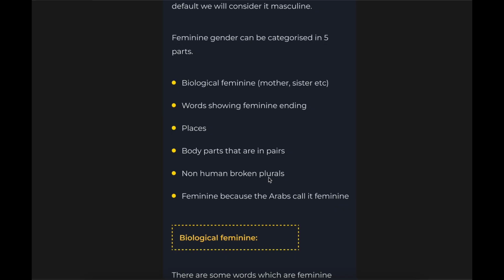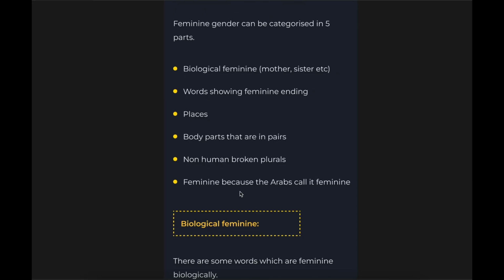Non-human broken plurals are also considered feminine. We have studied about non-human broken plurals, and we know that they are considered feminine. And the last category is feminine because the Arabs said so. There is no explanation here, just because the Arabs decided to call it a feminine, so they are considered feminine. Okay, as simple as that.